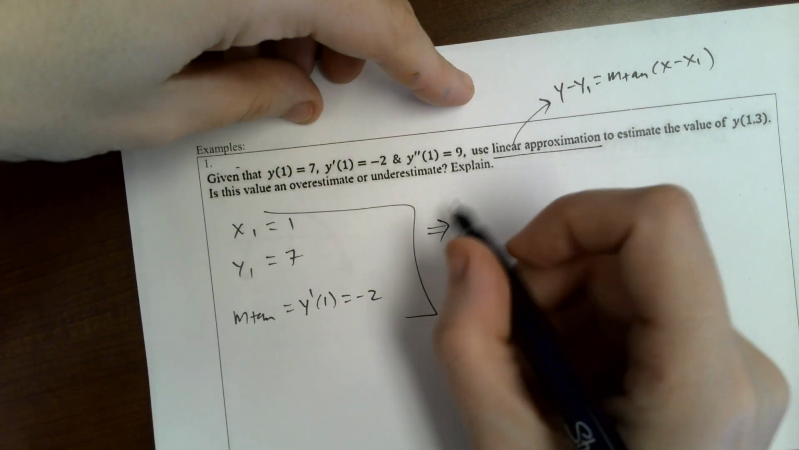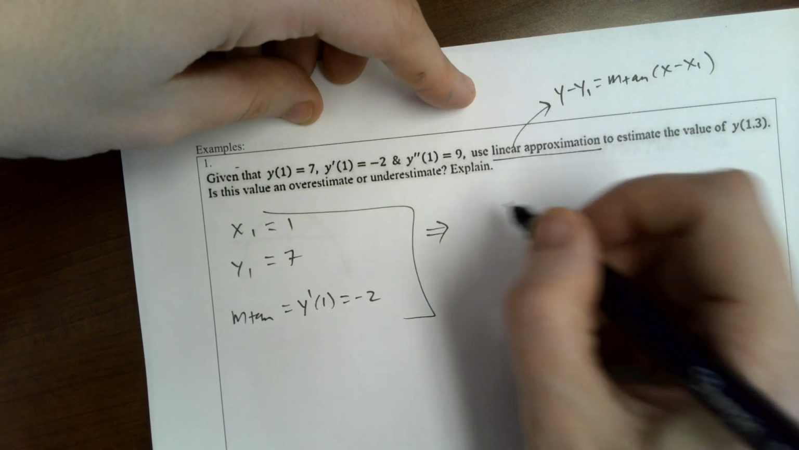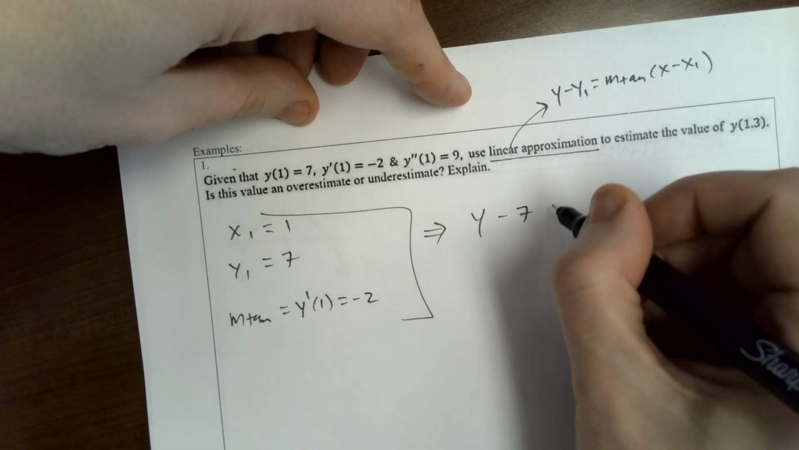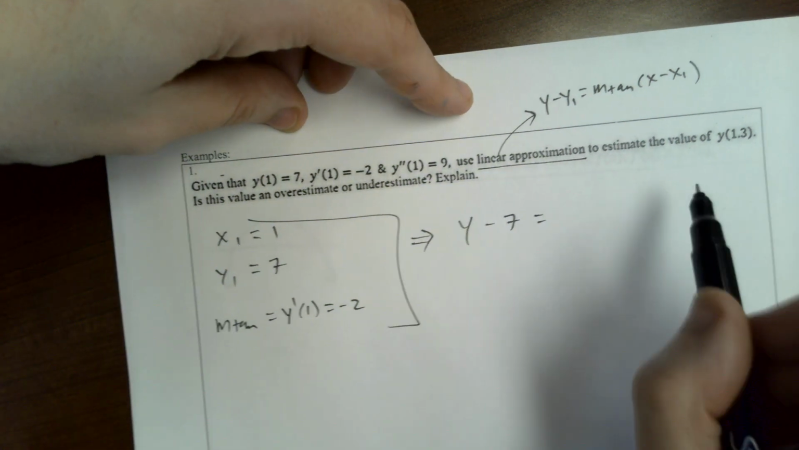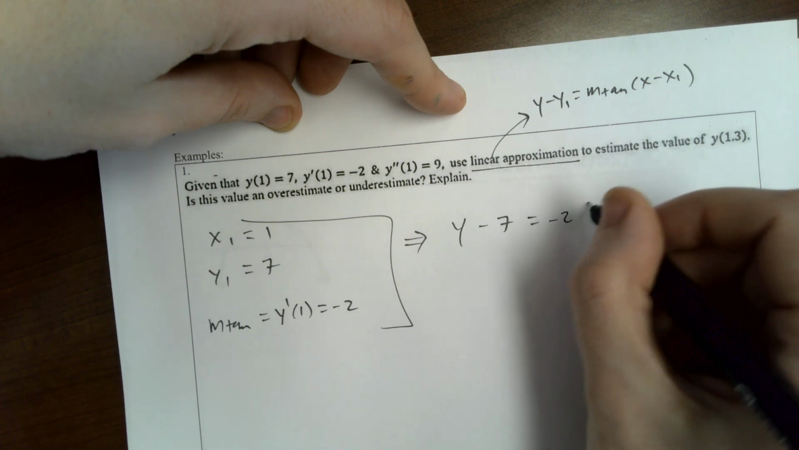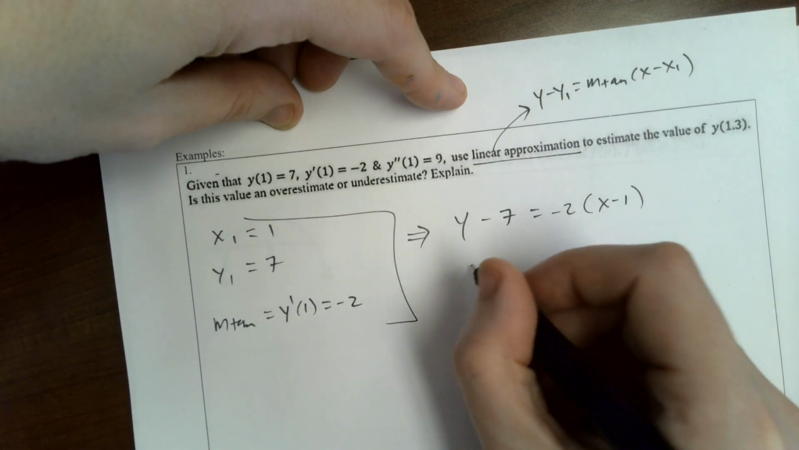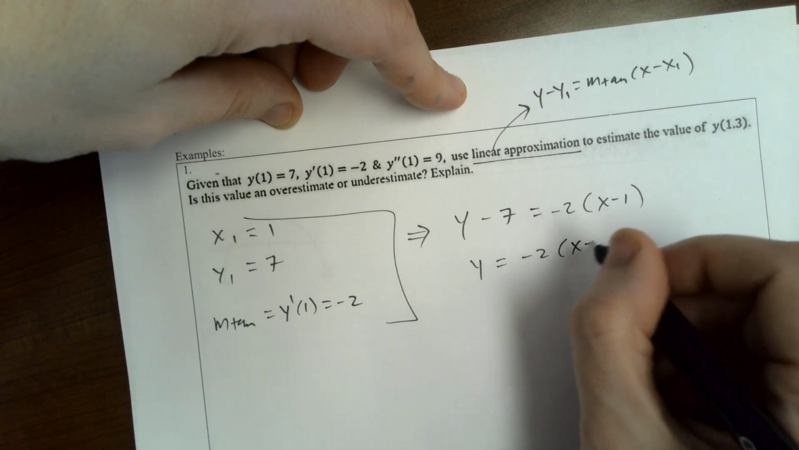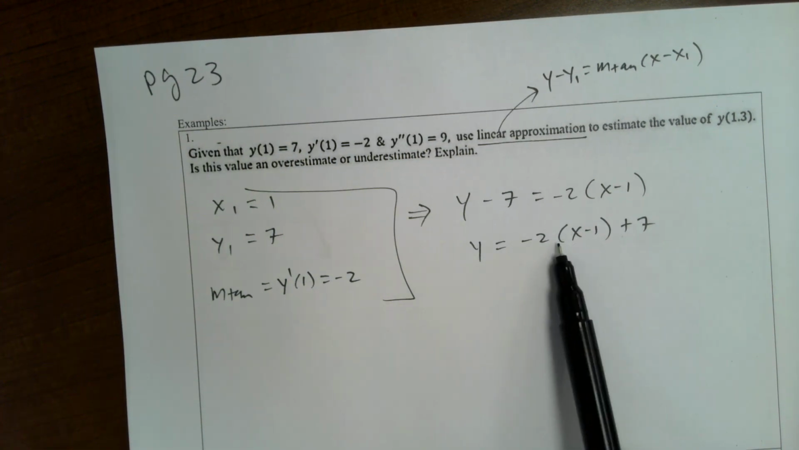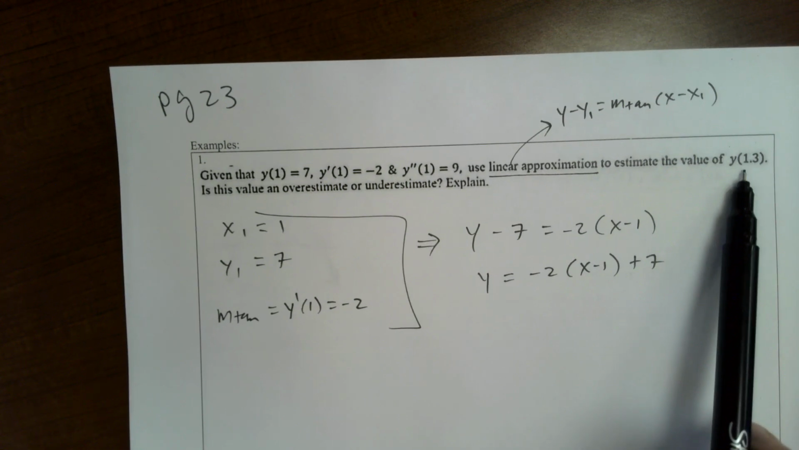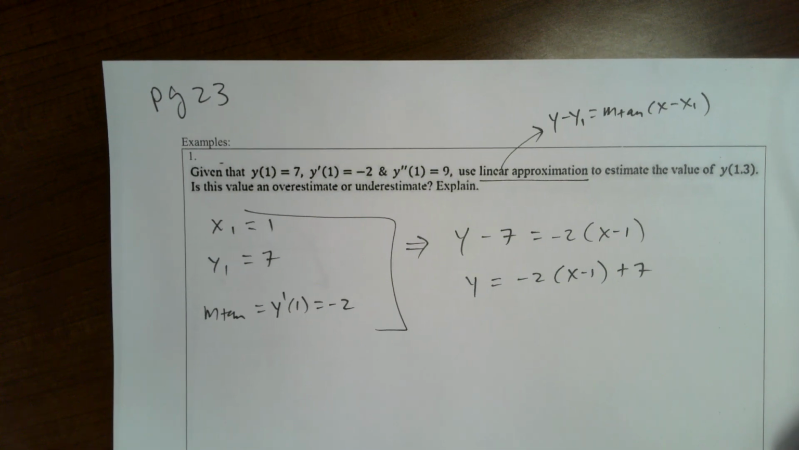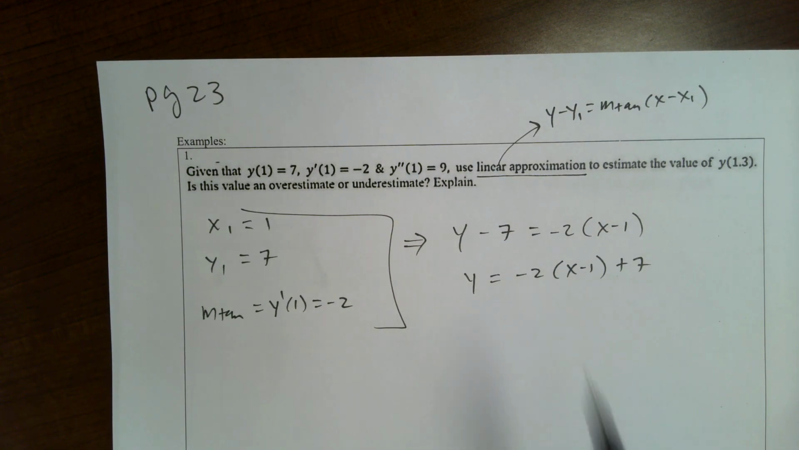Okay, so I was going to use a different variable than y in here, but I don't think it's necessary as long as you keep them straight. So y is equal to -2(x - 1) + 7. And guys, notice I'm not going to distribute the negative 2, because if I leave it like this, when I plug 1.3 in here the math is going to be super easy because it'll be super close. I'll be getting a small number.